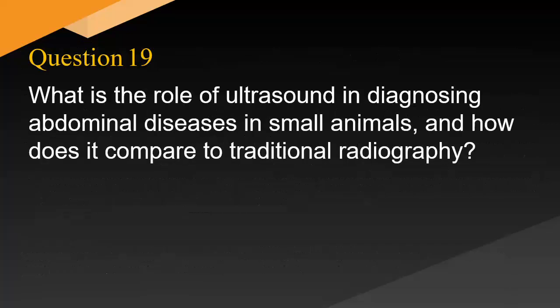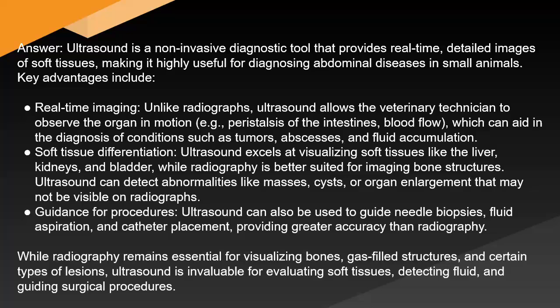What is the role of ultrasound in diagnosing abdominal diseases in small animals, and how does it compare to traditional radiography? Answer: ultrasound is a non-invasive diagnostic tool that provides real-time, detailed images of soft tissues, making it highly useful for diagnosing abdominal diseases in small animals. Key advantages include real-time imaging.